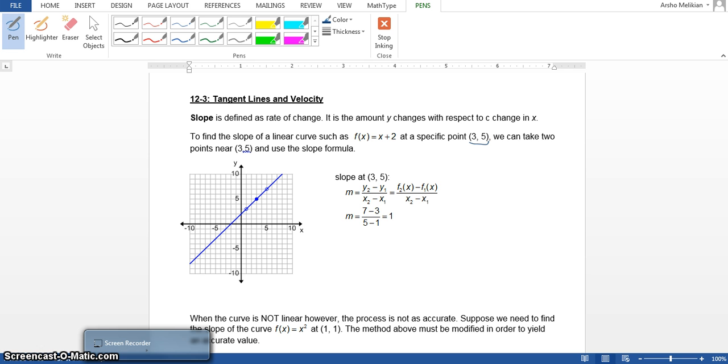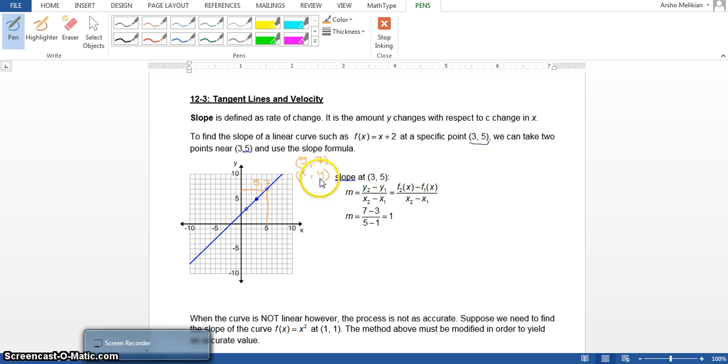What we can do is pick 2 other points that are near the point that we want, and find the slope between those 2 points. In this example, I've chosen this point, the coordinates of which are what? X is 5, and the y value is 7. So here, x is equal to 5, y is equal to 7. Okay? Now, normally we would write that as 5, 7, or x, y.